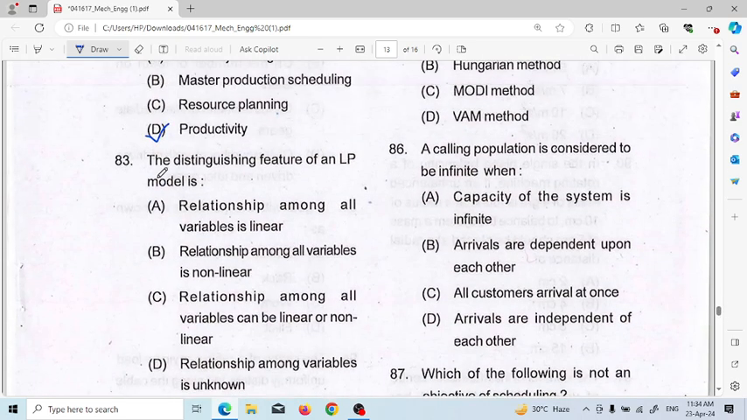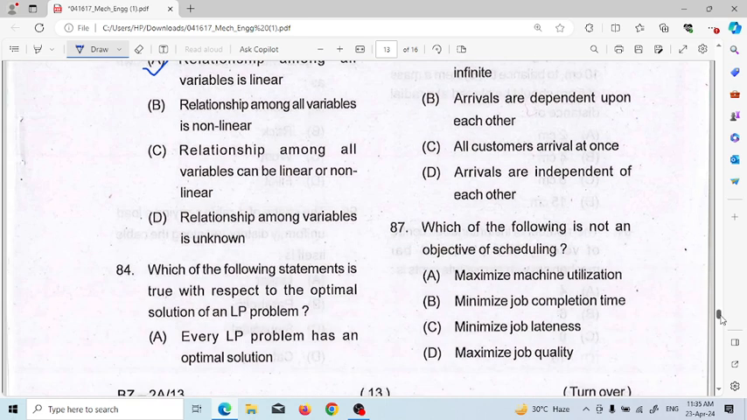Next question number 83. The distinguishing feature of an LP method, linear programming method, is: options are relationship among all the variables is linear, relationship among all the variables is non-linear, relationship among all the variables can be linear or non-linear, and option D, relationship among the variables is unknown. So the linear programming method can be applied when the relationship among all the variables is linear. So option A is the correct answer.